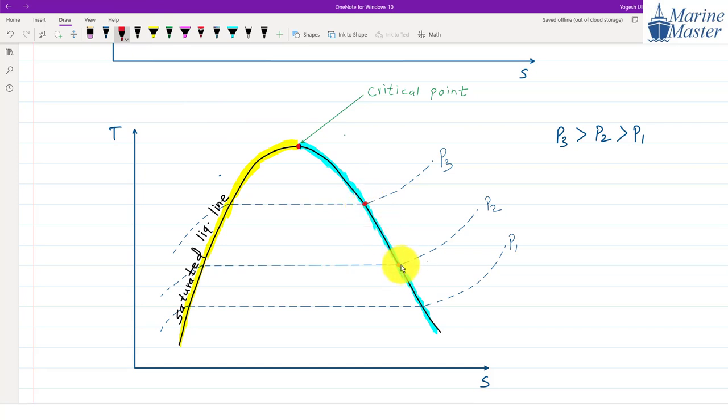What is the state of this point, guys? Dry saturated vapor. Means if you consider any point on this line, it is dry saturated vapor. So what is the name of this line, guys? Dry saturated or saturated vapor line. This one is our saturated vapor line.